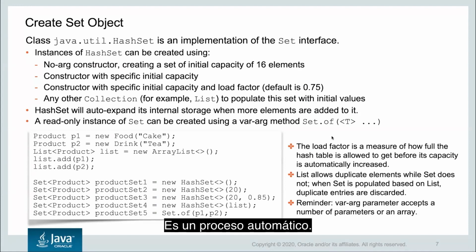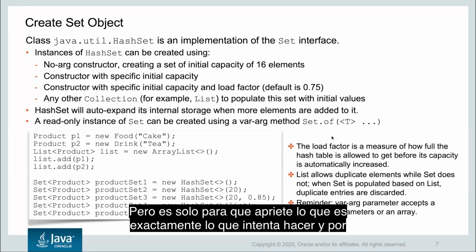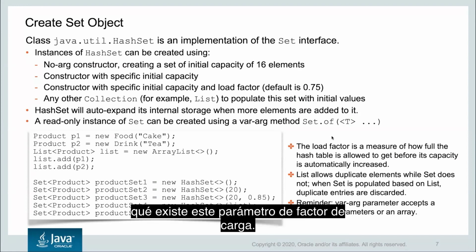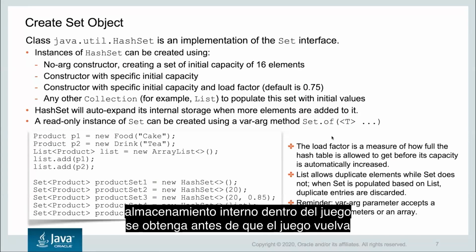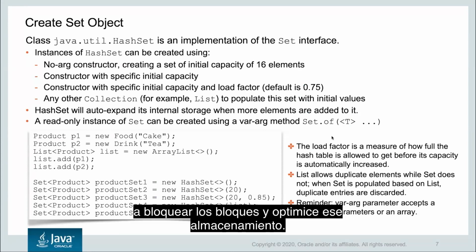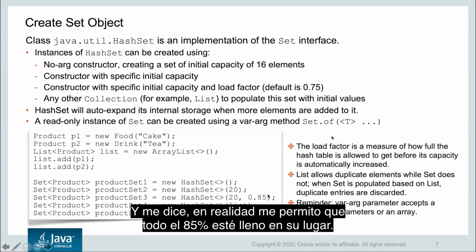It's an automatic process. It's not like you have to code it. Hash set already has the relevant logic. It's just for you to appreciate what exactly it's trying to do and why there is this load factor. So you can specify how full you want the internal storage of the set to get before the set starts reshuffling the buckets and optimizing that storage. So say, for example, instead of 75%, I'm saying it's allowed to go up to 80%.